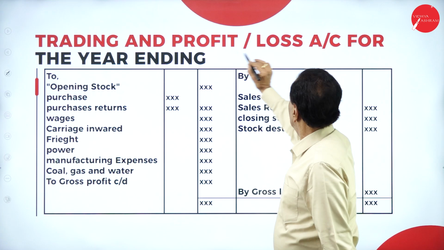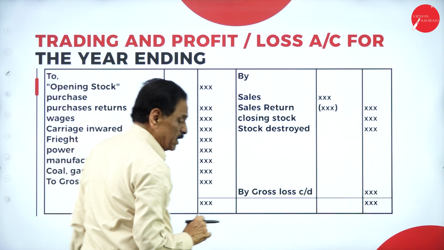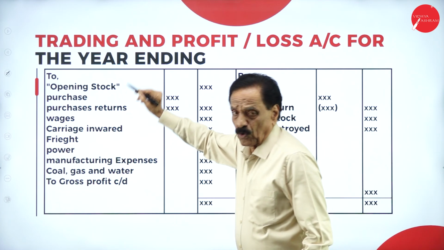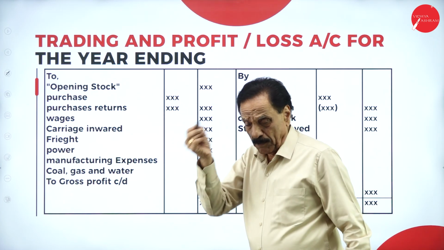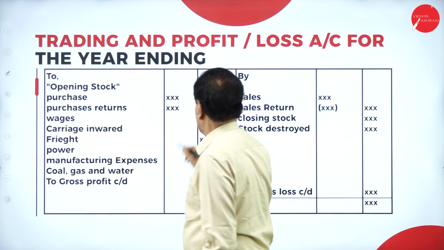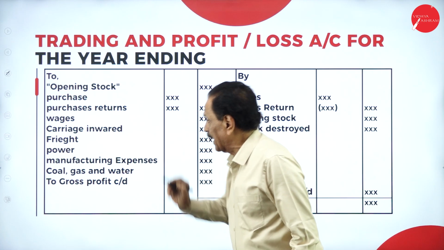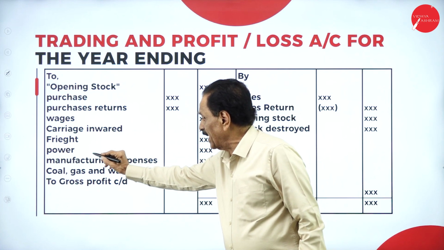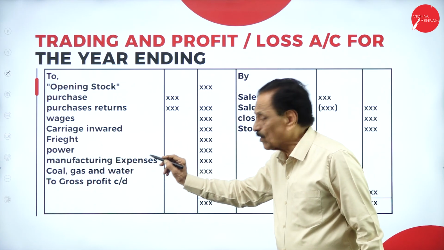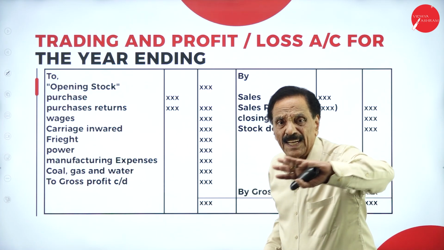Here is the trading and profit and loss account for the year ending. It starts with the opening stock. This is the closing stock of the last year, which becomes the opening stock. Purchases return should be deducted. Then we have wages, carriage inward, freight, power, manufacturing expenses, coal, gas and water, which are directly connected.